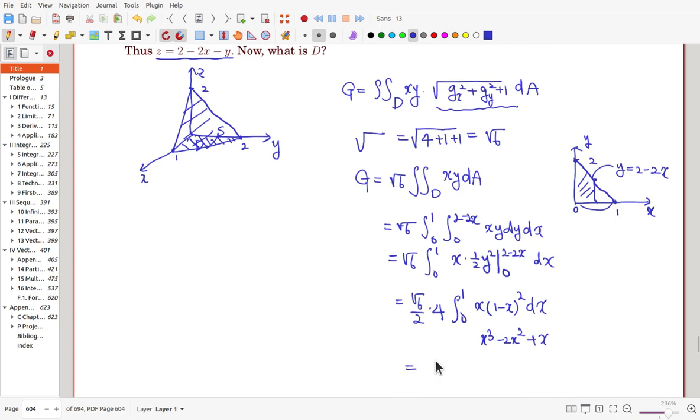That is now 2 square root of 6 times. Here from this one, you will have 1/4. From this one, you will have 2 over 3. From this one, you'll have 1/2, right? If you simplify, then you'll get the answer. That must be 1 over square root of 6, right?